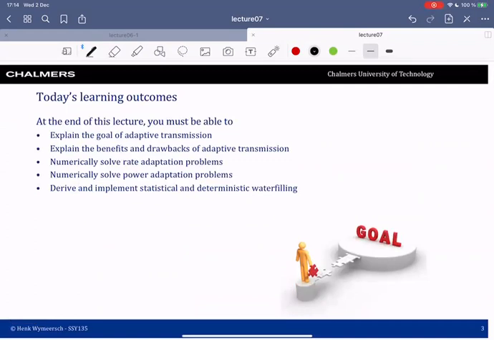Today's learning outcomes: we will talk a lot about adaptive transmission, where you adapt the transmission scheme given the channel. We'll talk about the benefits and drawbacks. We will numerically solve rate adaptation and power adaptation, and also implement something called water filling, which is why we have this picture on the first slide.